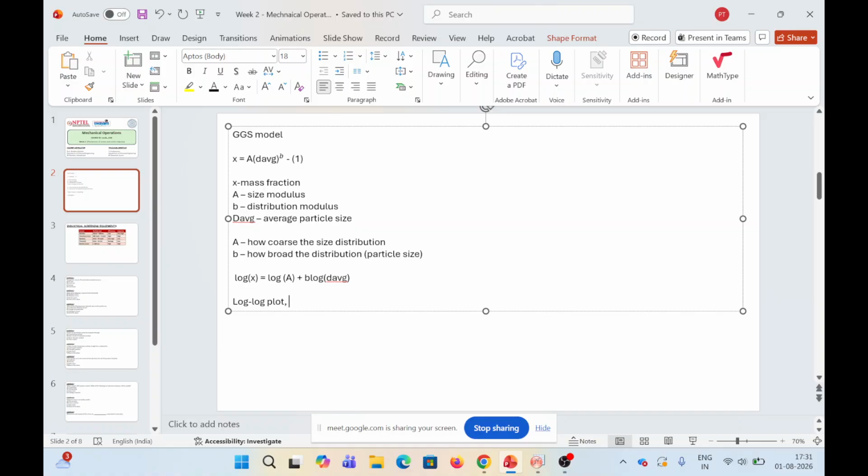Once you get a log plot, you can actually find that for fine grain size particles, you will get a straight line. So in the log plot for the GGS model, the fine grain size particles will be represented by a straight line.